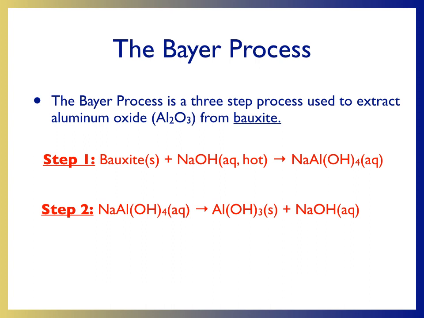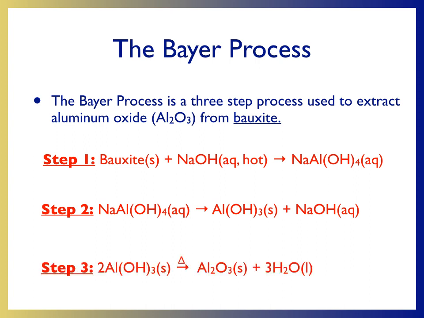The last step involves taking the aluminum hydroxide, filtering and drying it, and then subjecting it to high heat. This decomposes the aluminum hydroxide into aluminum oxide and water. This step is done because oxides are typically easier to reduce than hydroxides. So we've now concentrated and converted our aluminum ore into something that is going to be very useful for the next step.